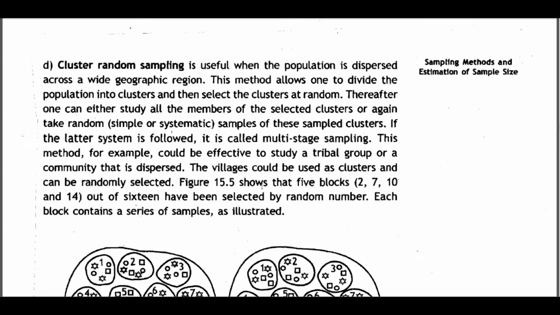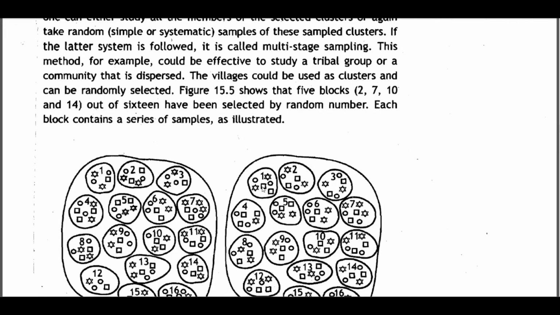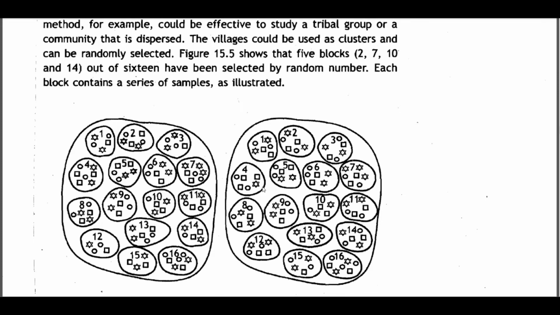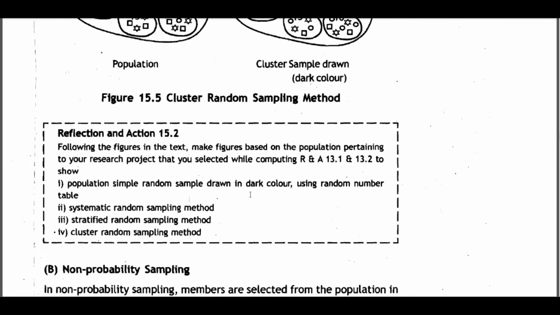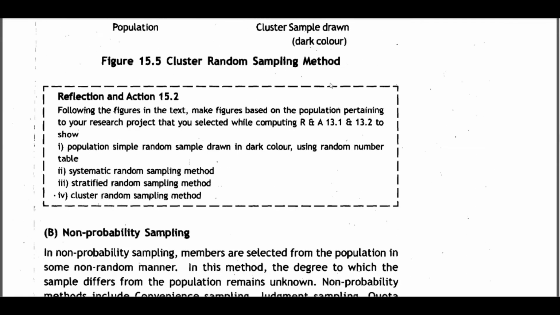Figure 15.5 shows that of 16 blocks, 2, 7, 10 and 14 have been selected by random number. Each block contains a series of samples as illustrated. So this population and cluster has been taken and drawn. So 15.5 is the cluster random sampling method.